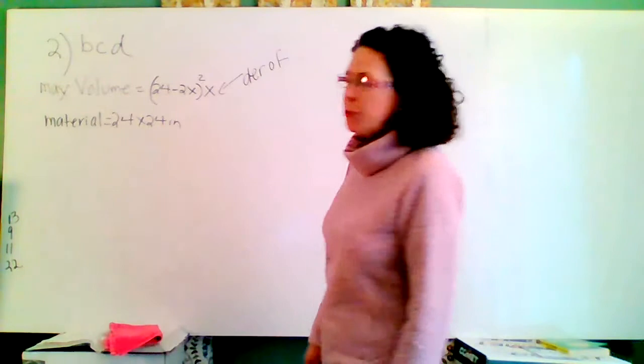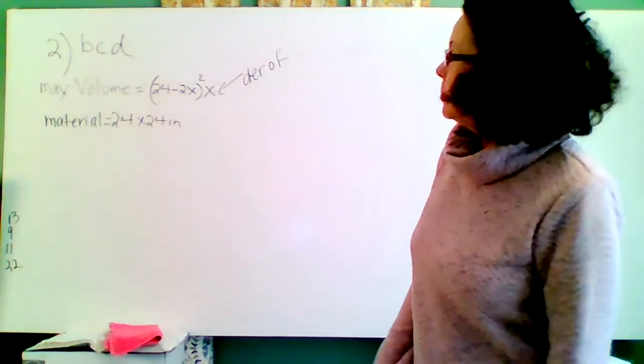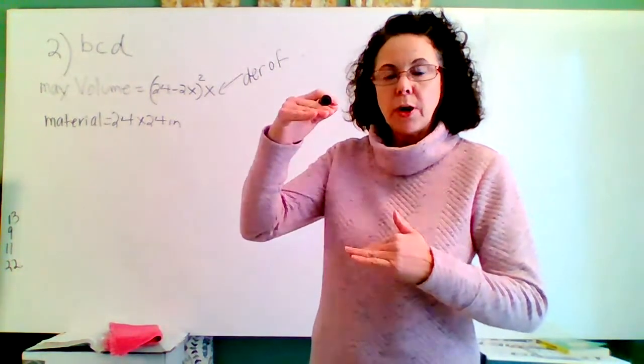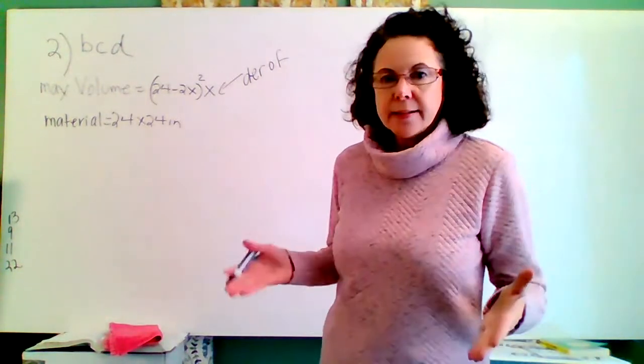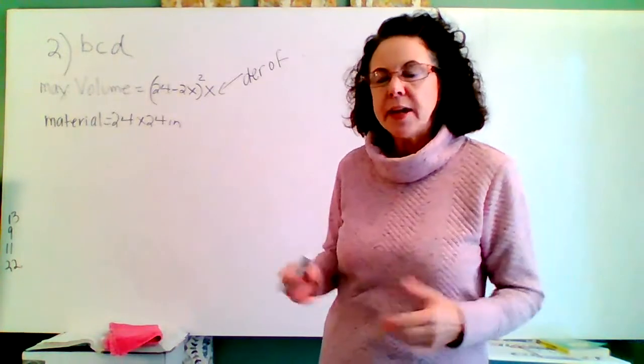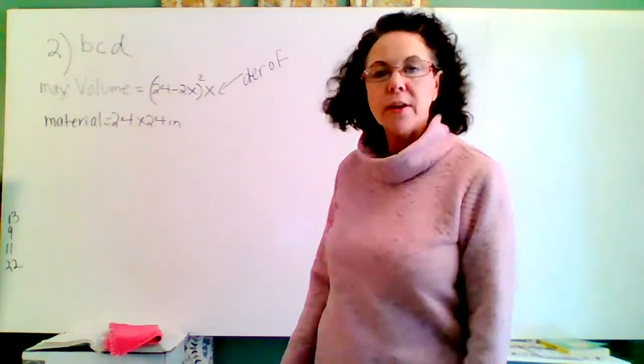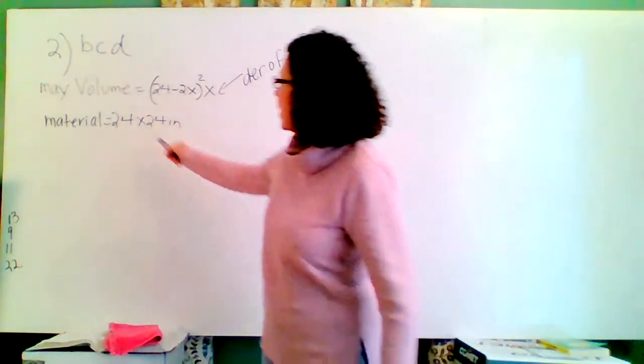Starting with number two, this is where we had been at. We had a material that was 24 by 24 inches, and they asked us to cut out squares and fold up the sides to make an open box with an open top, and they wanted the maximum volume.